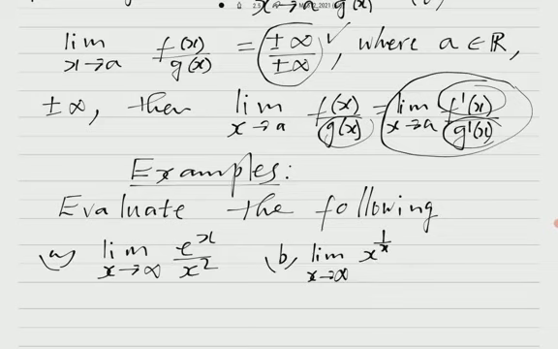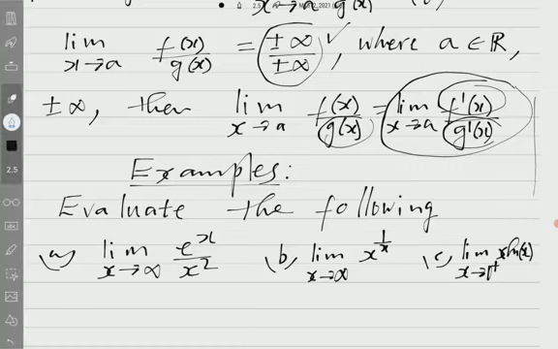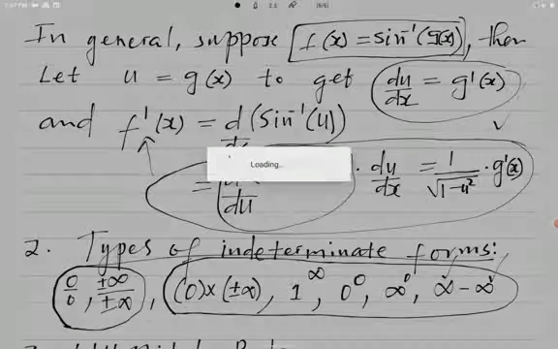And then number c, we have the limit as x goes to 0 from the positive side of x ln x. So we have these three examples. Let's demonstrate with these three examples how you go about the limit. So, solution.